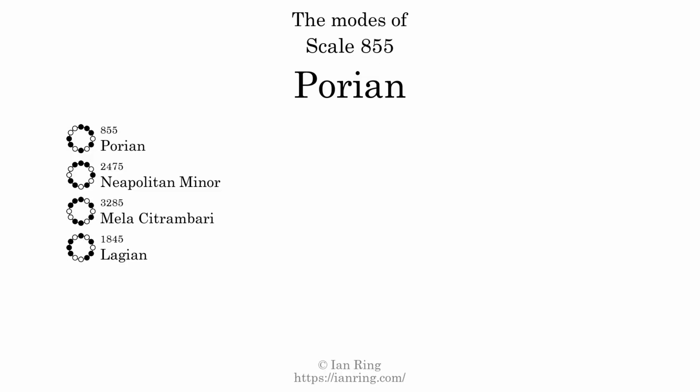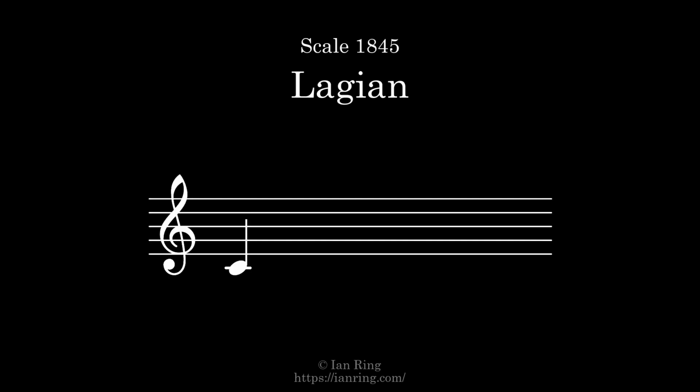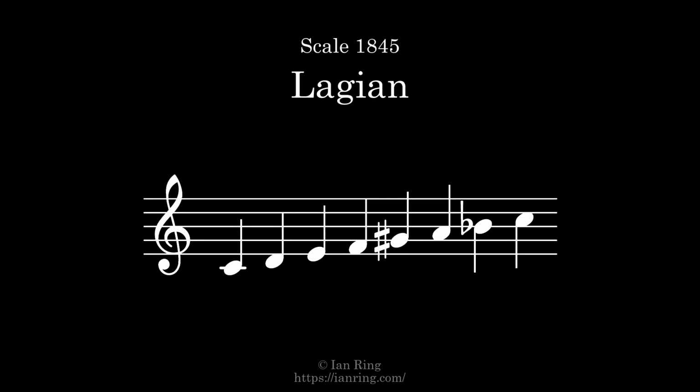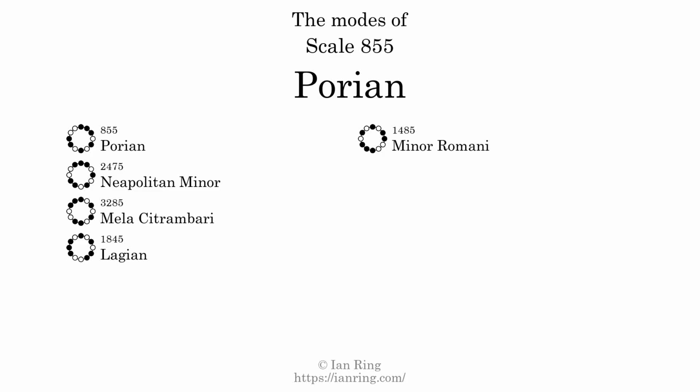The fourth mode is scale 1845, also known as Lajan. It sounds like this. The fifth mode is scale 1485, also known as minor Romani. It sounds like this.